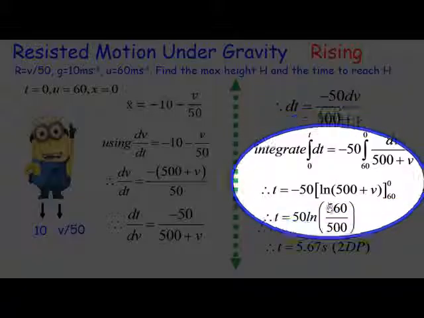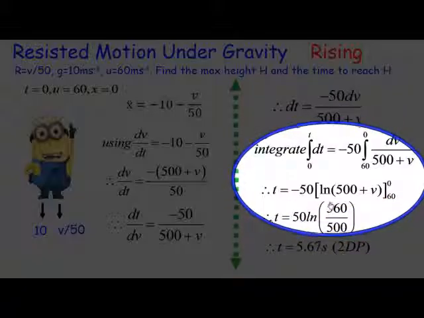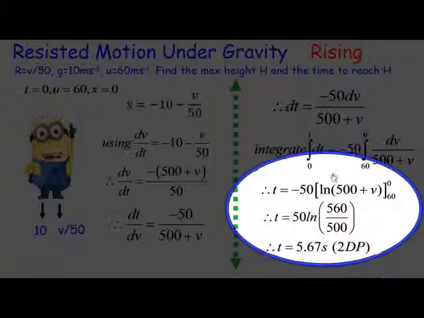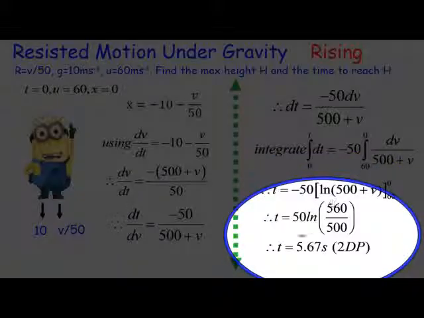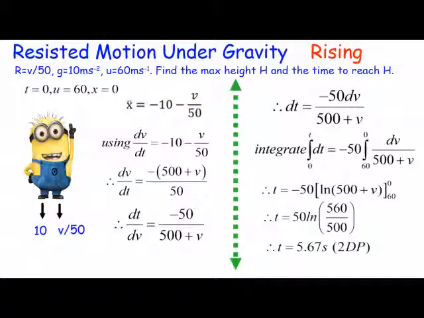Now the time, obviously, is this log expression. We need to evaluate this log expression. Let's see here. It turns out t is 50 ln of 5601500. It works out to be about 5.67 seconds to get up to its maximum height of about 168 meters roughly.